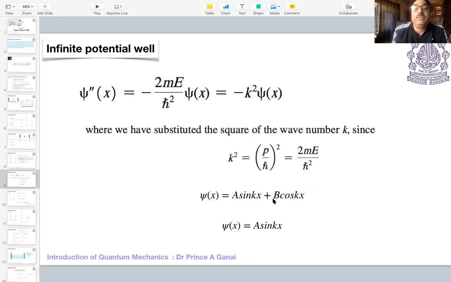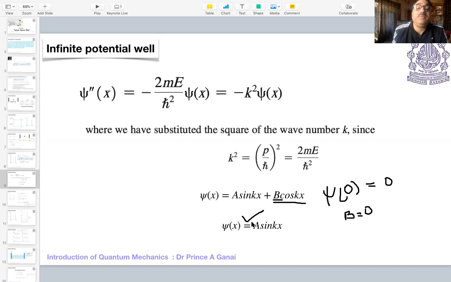So if we choose this b as 0, then psi of x will be 0 at x equal to 0, because sine 0 is 0 anyway, right? Therefore, choosing that psi of 0 is 0, it has to be 0. So that demands that b should be 0. So we get rid of the cos term, and we are only left with the sine term. So now the wave function is very simple. It is just psi of x equals a sine of kx.